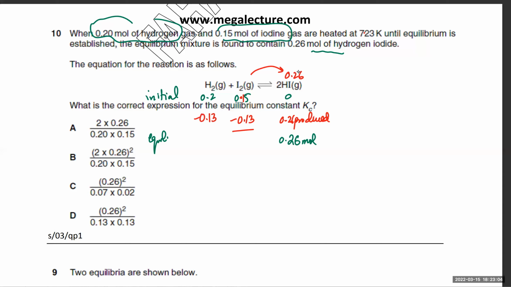So what are your equilibrium moles? 0.2 were initially added. 0.13 are gone. So that's 0.07. ठीक है, और 0.15, 0.13 are gone, so that's 0.02. So it's going to be C. Clear? 0.26 squared divided by 0.02 into 0.07. So this one. ठीक है?